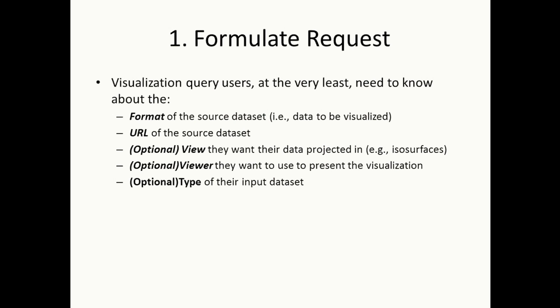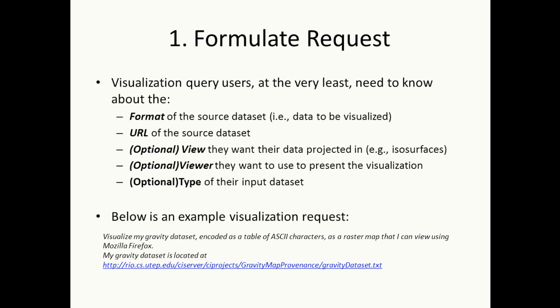The first step in our query writing process is to formulate a request. Guided by our visualization query template, visualization query users, at the very least, need to know about the structure of their data. For example, the format of the source dataset, i.e. the data to be visualized, and the URL where the dataset can be located. Users can further restrict the set of possible visualizations returned by specifying an optional view they want their data projected in, for example isosurfaces, although they can use the wildcard asterisk instead. They need to also specify the optional viewer they want to use to present the visualization. And finally, the optional type of their input dataset.